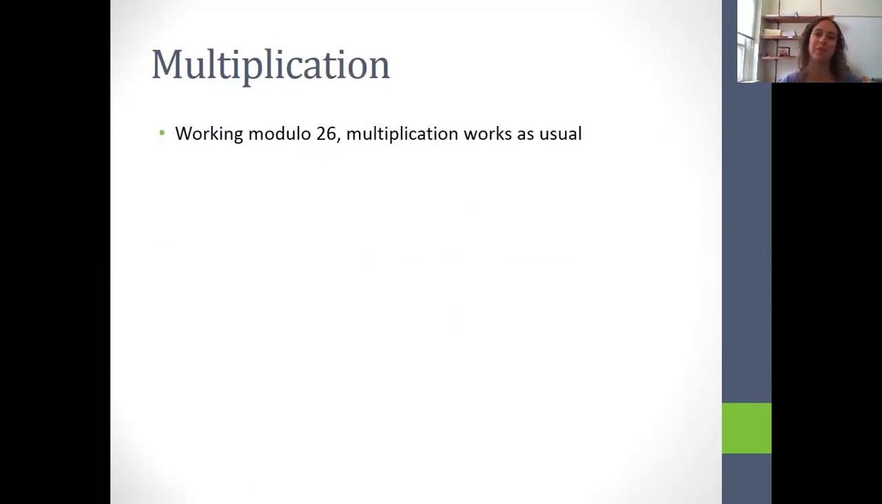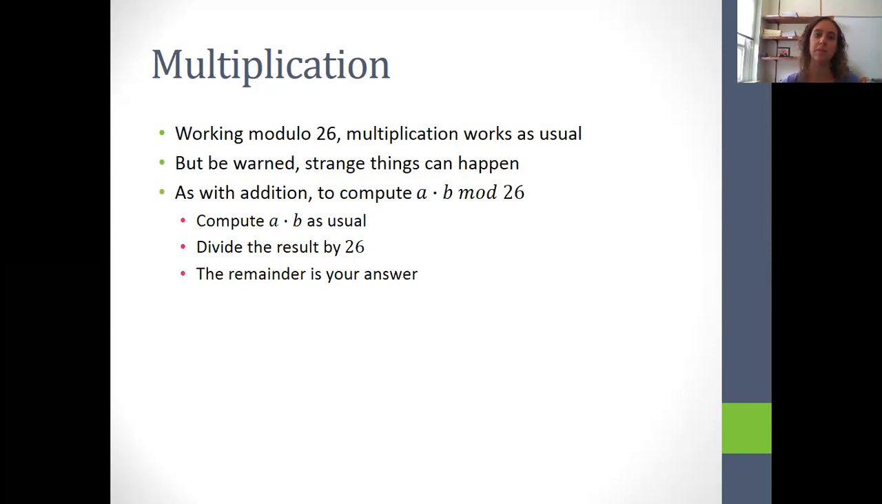All right. One more thing, multiplication. Again, multiplication is going to be working mostly as usual, mod 26, but you should know that weird things can happen, and we're going to explore this a little bit more next week. So if you're multiplying mod 26, you're going to do multiplication as usual, divide the result by 26, and the remainder is your answer. Or equivalently, multiply the two numbers together and then subtract 26 repeatedly until you get an answer that's between 0 and 25, and that number is your answer.